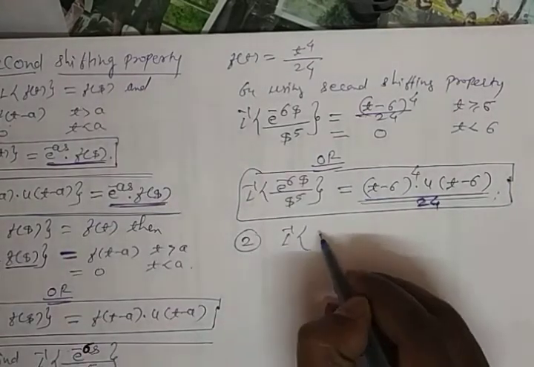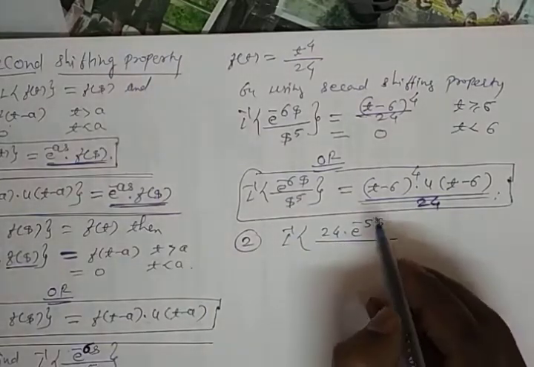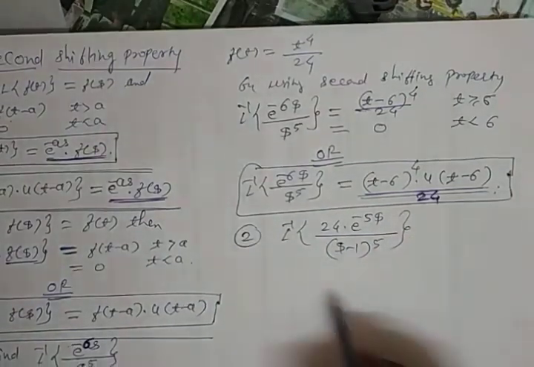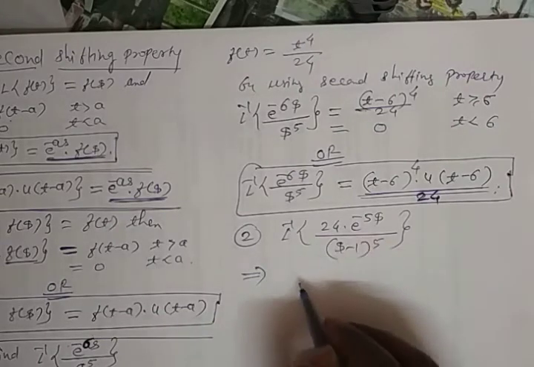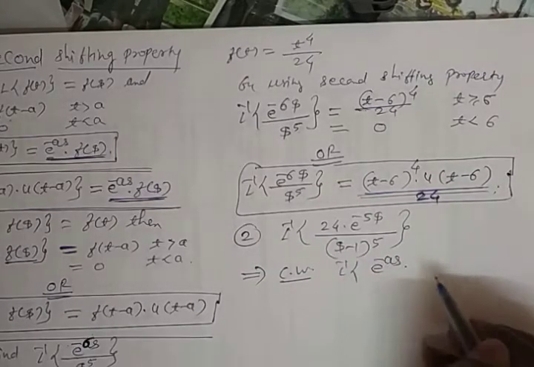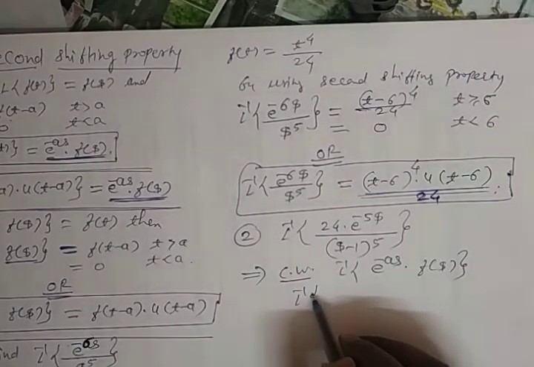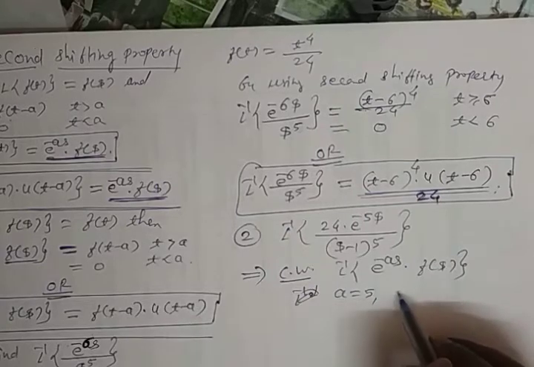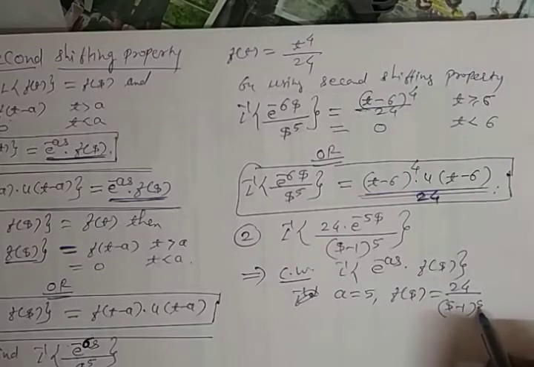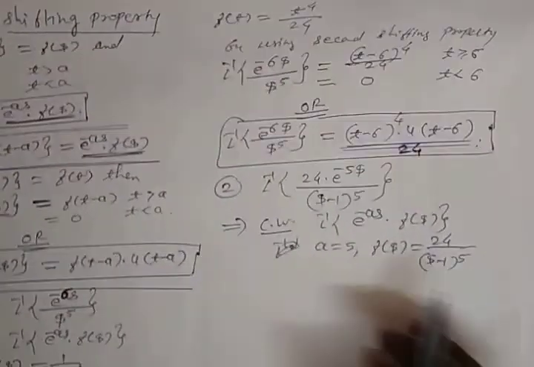Find Laplace inverse of 24 into e raised to minus 5s upon s minus 1 raised to 5. Now how to simplify this? Simple. Comparing with Laplace inverse of e raised to minus as into f of s, we get a is equal to 5 and f of s is equal to 24 upon s minus 1 raised to 5. So we can easily find the Laplace inverse of this particular function.